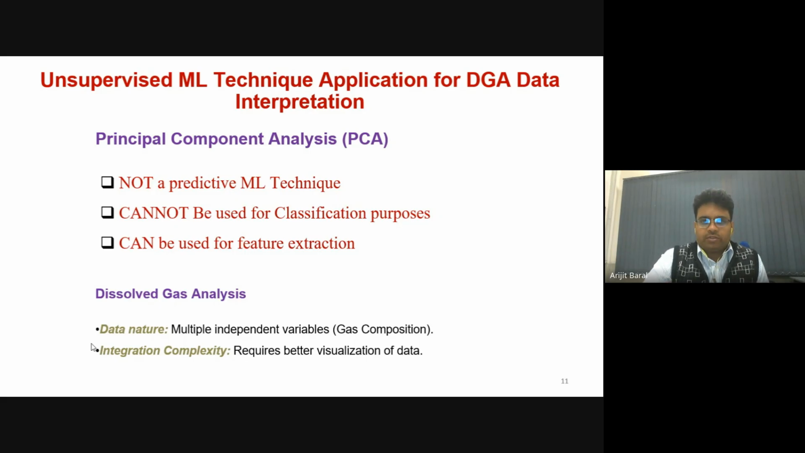So this brings us to what is known as principal component analysis. What principal component analysis does is map the entire feature space into a subspace which has a smaller number of independent features. It's not a predictive ML technique and it cannot be used for classification purposes. However, it can be used for feature extraction and identifying which components of the independent features can be used for proper classification.